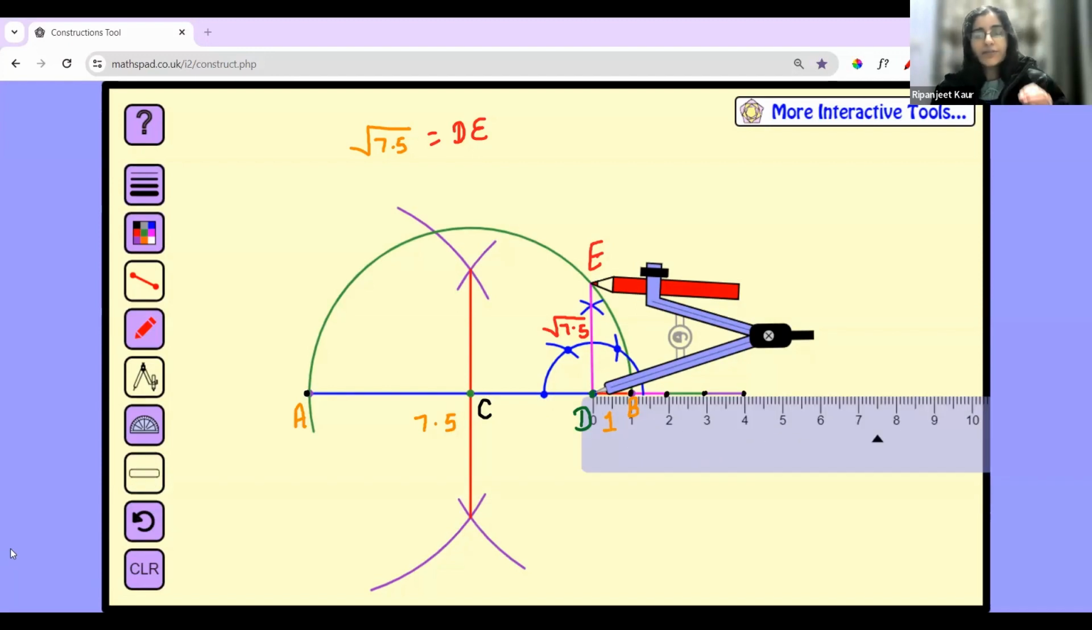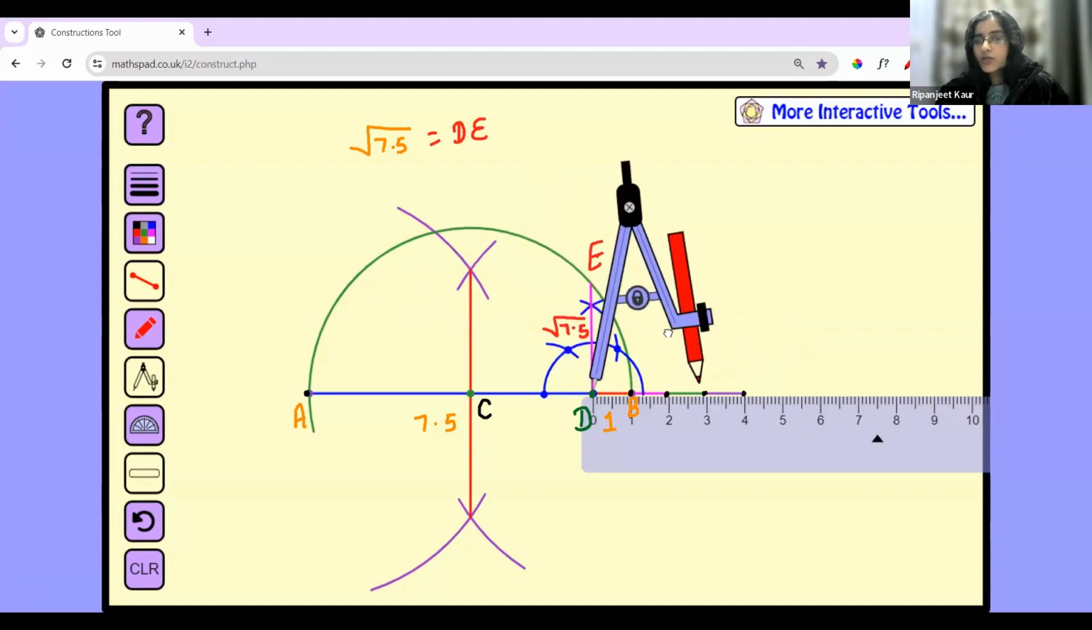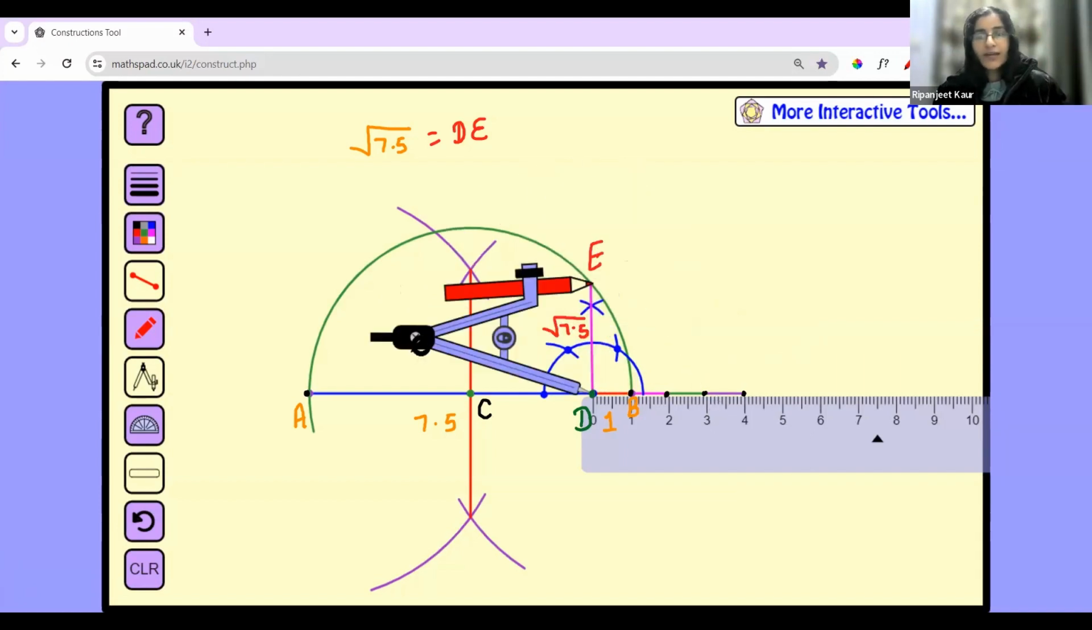So we had taken different colored 1 centimeter, right? And we have now put a ruler over here. See, D to E is root 7.5. We have to locate it on the number line. So just as we did in the previous session, same thing. So we are going to go and see here. It will be coming somewhere here, right? Now we take DE on the number line.